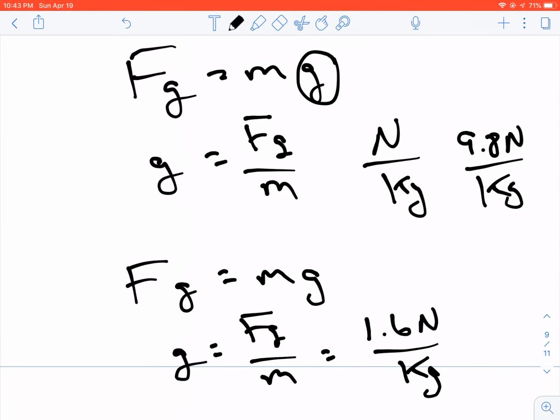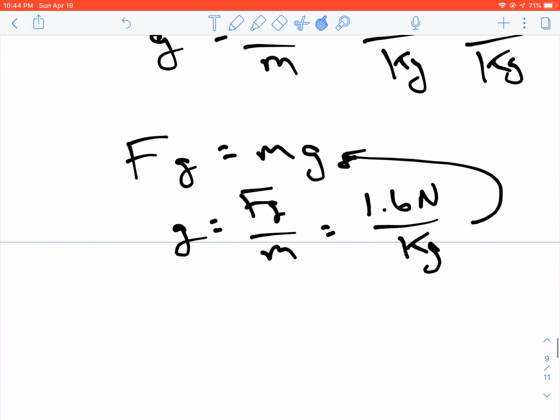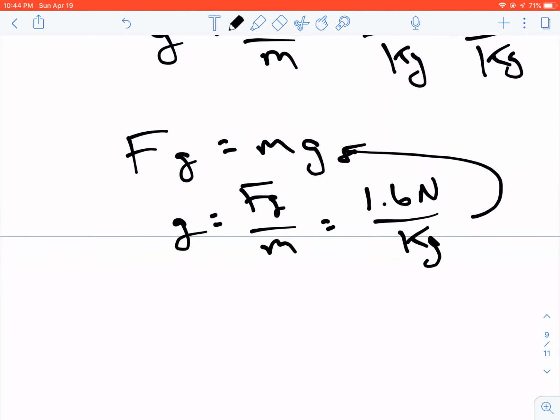Now, if little g here is the same as the rate of acceleration, what that tells me is when I drop an object on the moon, the rate of acceleration of the objects on the moon is 1.6 meters per second squared.